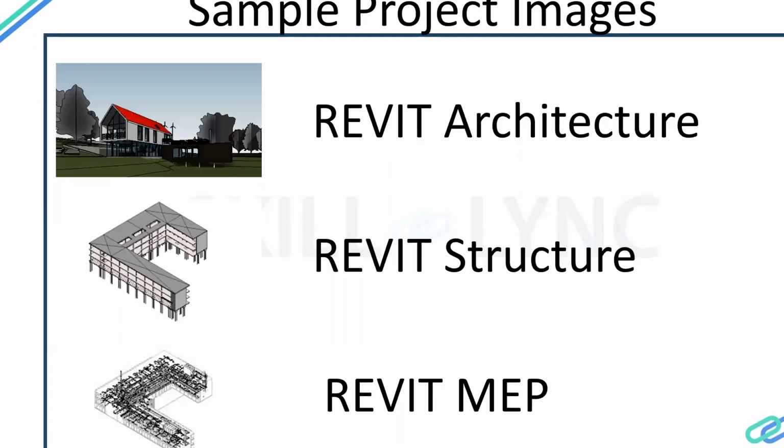So it's like sample project images. I just take from Autodesk, for example, if I install Autodesk Revit, they have sample project files for Revit Architecture, Revit Structure, and Revit MEP. Once I start the training, I will show you how we get the files or how we are going to take the files.